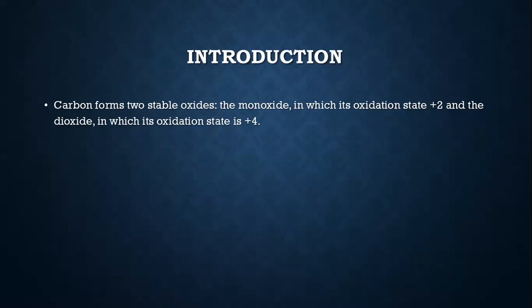And if you look at the other oxide, which is called carbon dioxide, the oxidation state of carbon there is carbon 4 oxide. As a result, carbon dioxide is called carbon 4 oxide simply because the oxidation state of carbon is +4. Is that clear? Yes, sir. Okay.